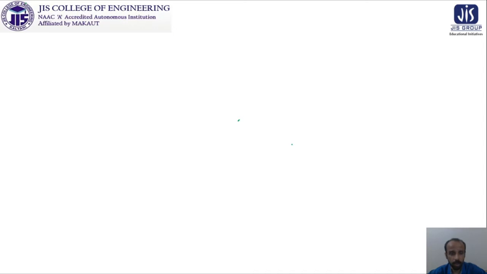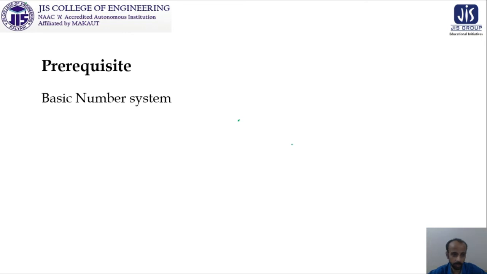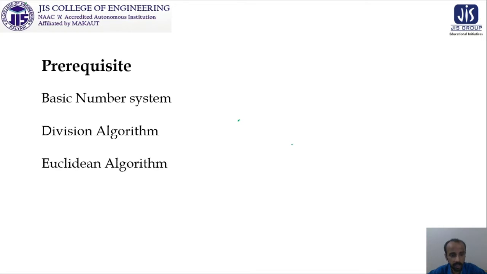To attend this class and understand the things, we have some prerequisites. Basic number systems idea is required, and we also need the concept of the division algorithm. We need the Euclidean algorithm for finding the GCD, which was already discussed in the last lecture.